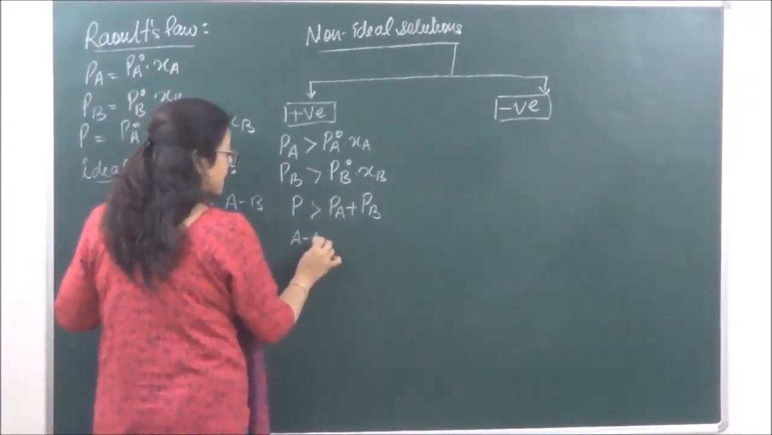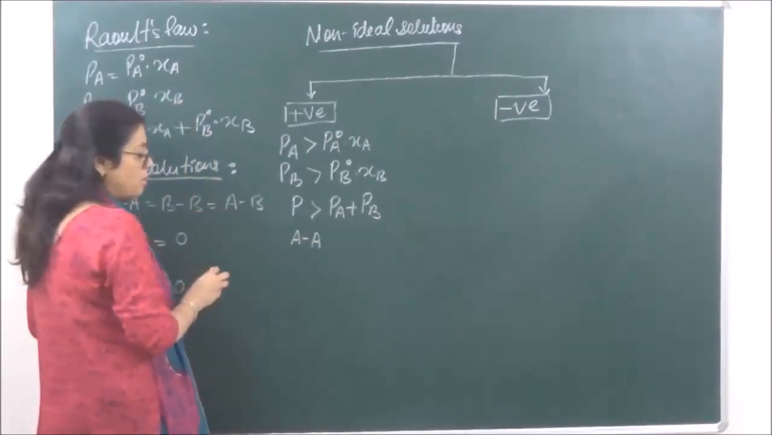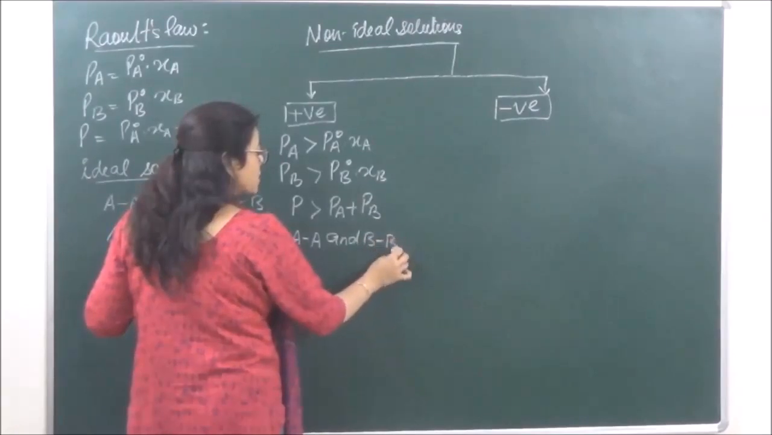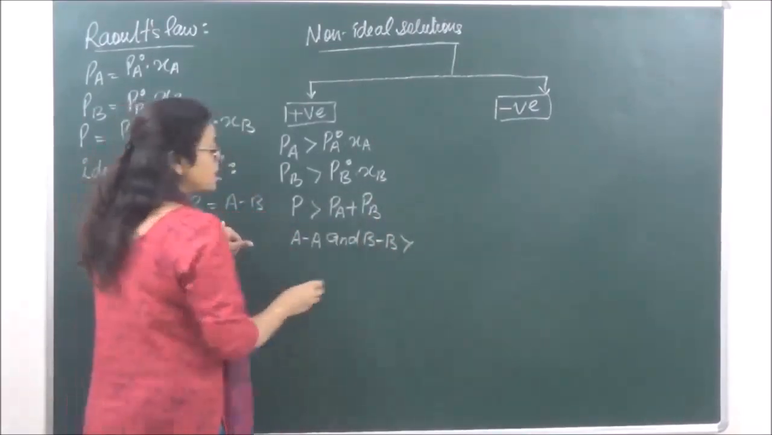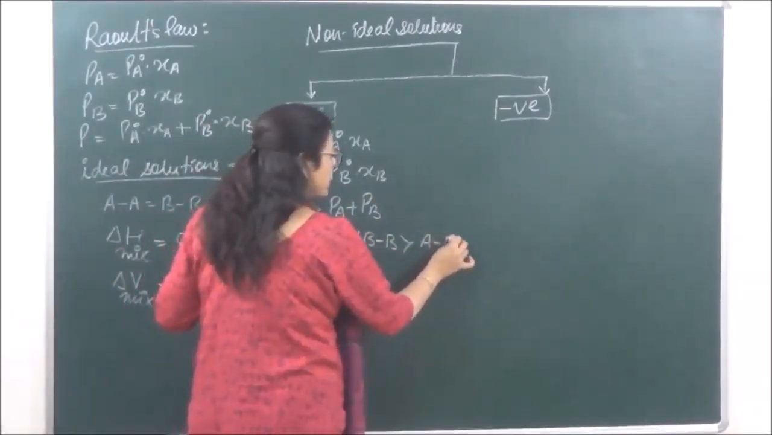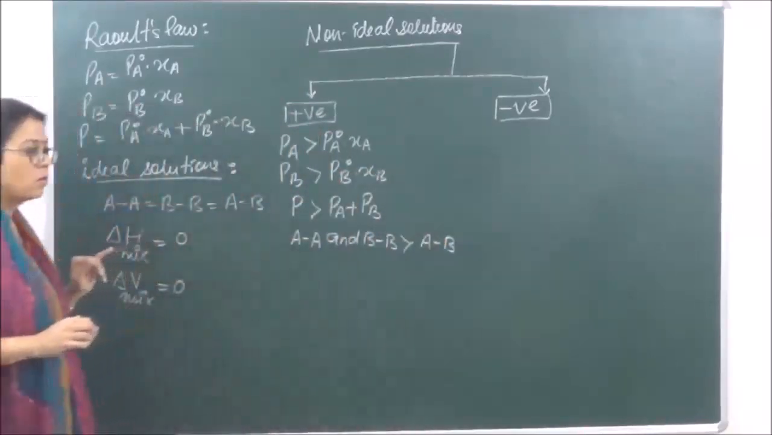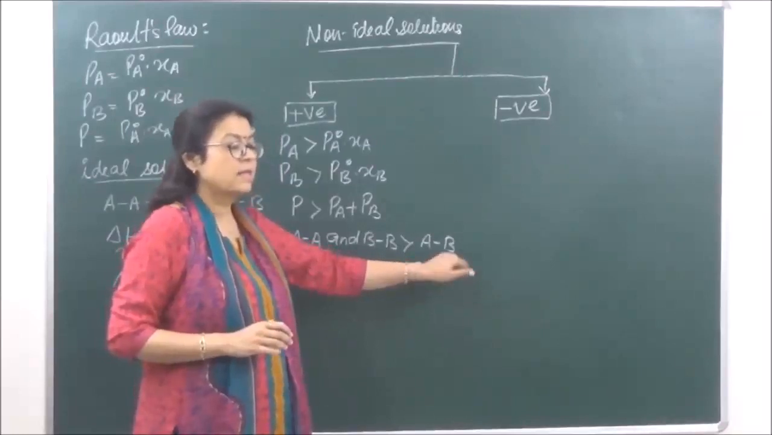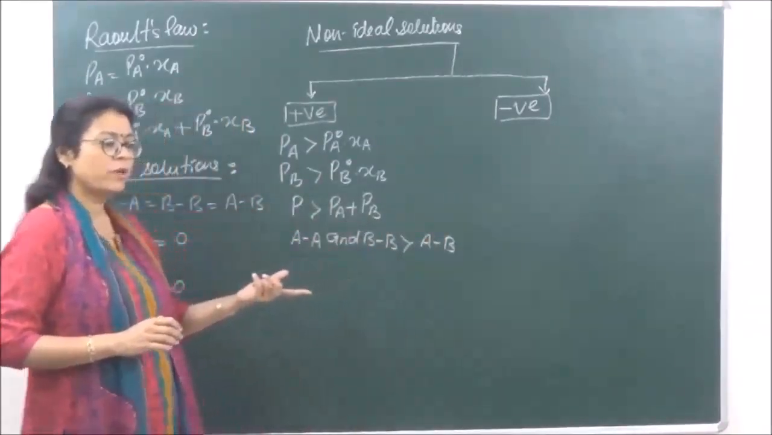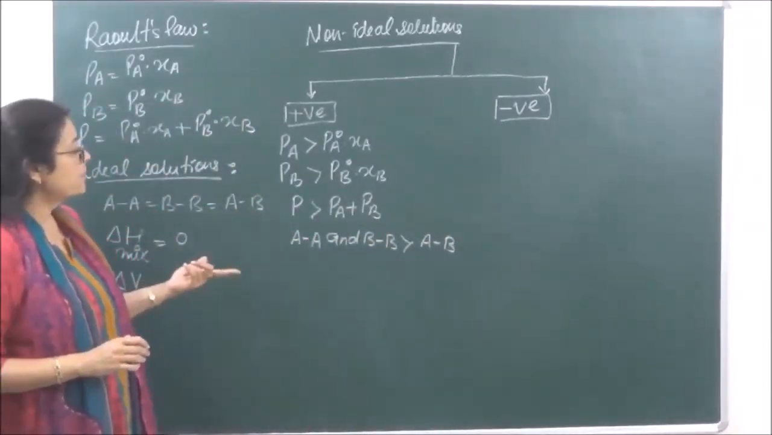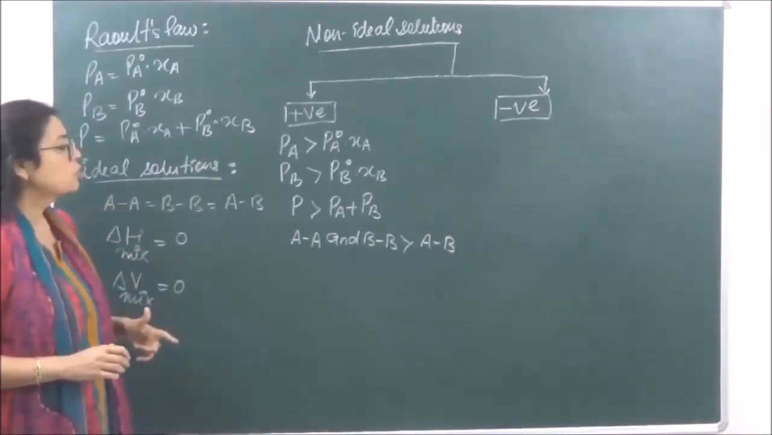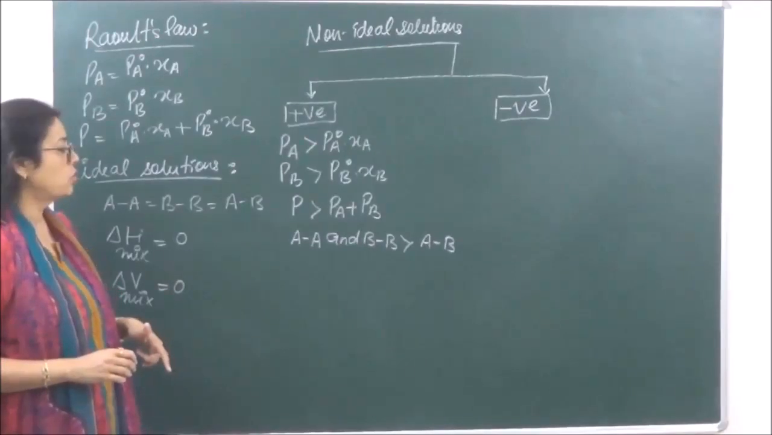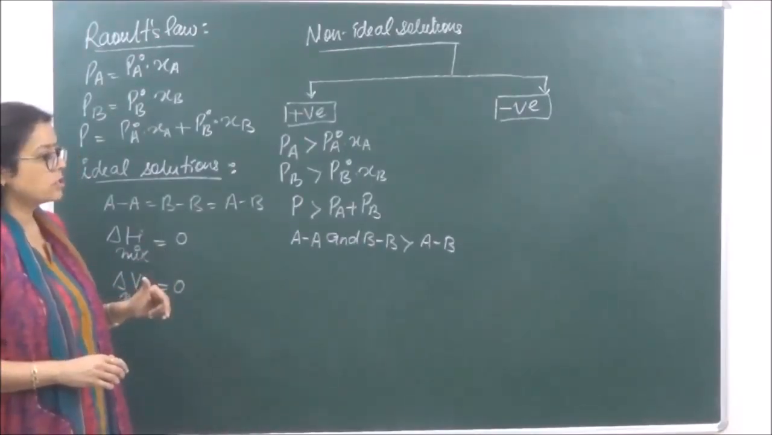Now, when we are talking of positive deviations, it becomes very clear that the forces of attraction AA, that is between the same components, and BB are stronger than forces of attraction between AB. Okay, because forces of attraction in AB is weaker, therefore the partial pressure is going to be more. And if the partial pressure is more, such solutions tend to show positive deviation from Raoult's law.